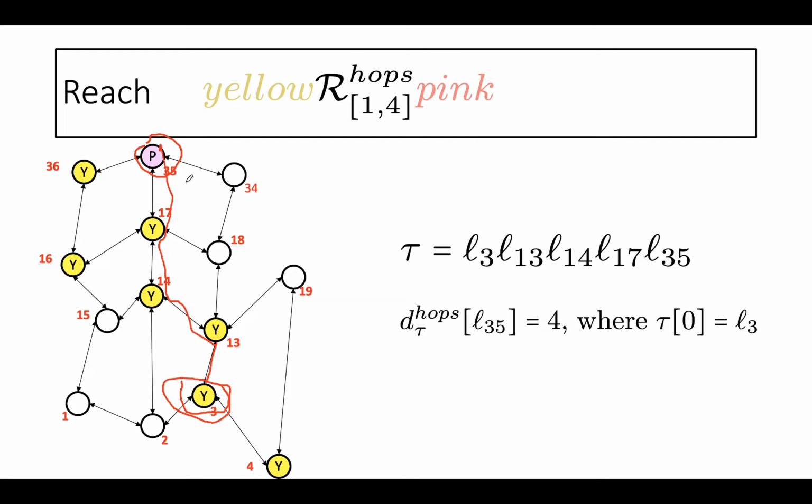Instead, if you look at the location L4, it does not satisfy the property, because the distance of this route to L35 is 5. So it does not belong to the distance interval, and so the property is not satisfied.